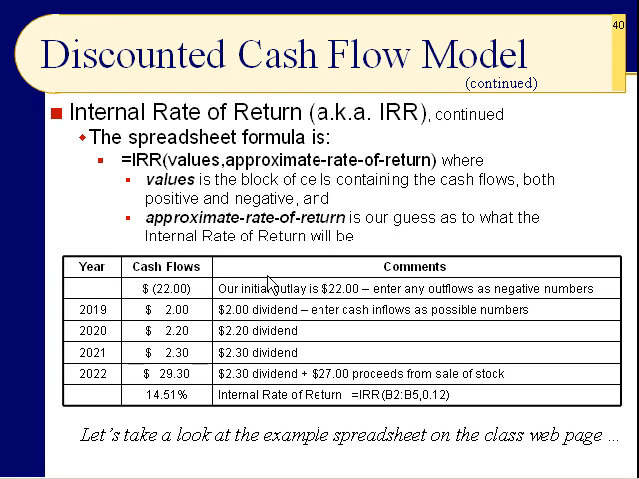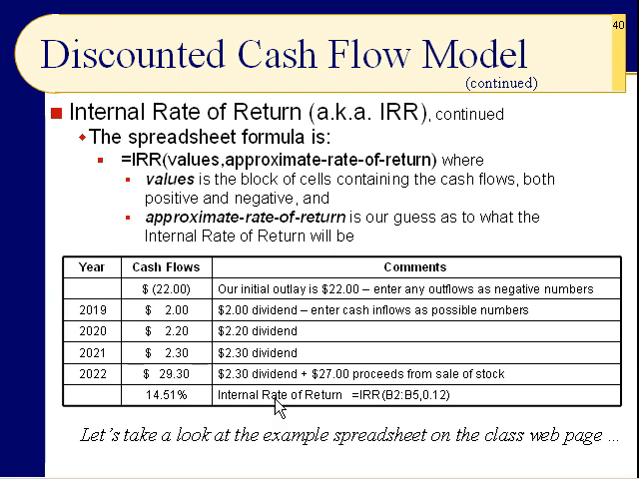So here's what your spreadsheet will look like. And we'll look at it in just a minute. Just relax. We have to put year 0, today, what we paid for the stock. Our initial outlay is $22. So you enter any outflows as negative numbers. Then come our year 2019, year 2020, 2021, and 2022: $2 dividend, $2 dividend, $2.30 dividend, and then in year number 4, 2022, we expect to get a $2.30 dividend plus $27 proceeds, because the stock, that's what we believe it's going to look like.